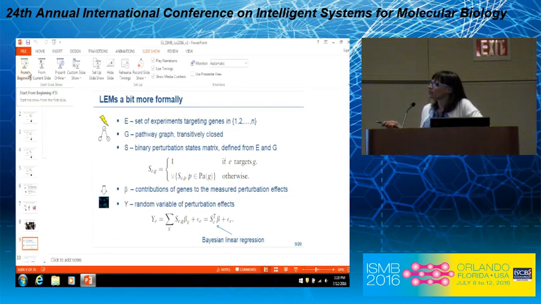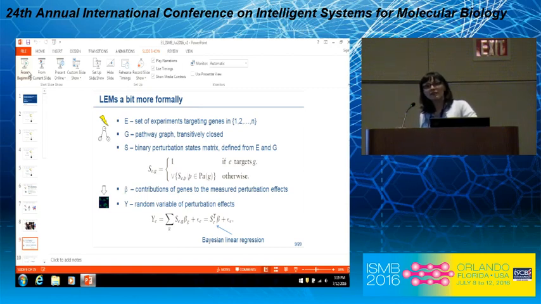So, a bit more formally. We have E, which denotes a set of experiments that target genes. The genes are denoted from 1 to n. And we have G, which stands for the pathway graph with edges that show this propagation in the pathway. And we assume that G is transitively closed.